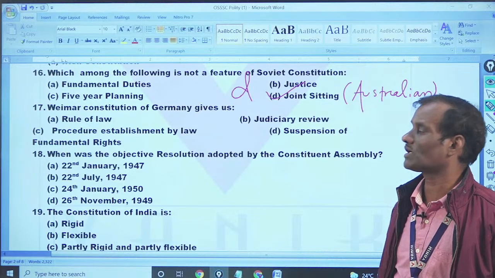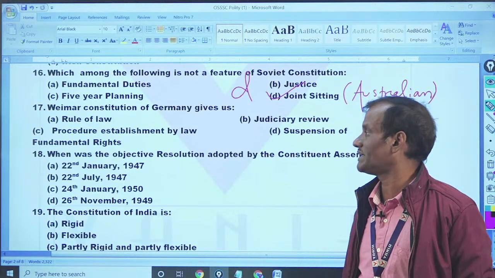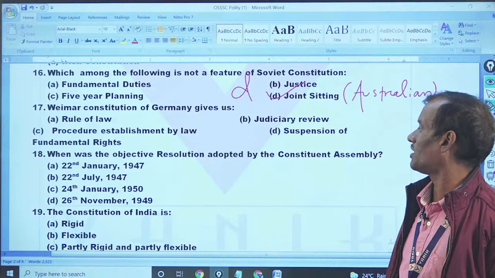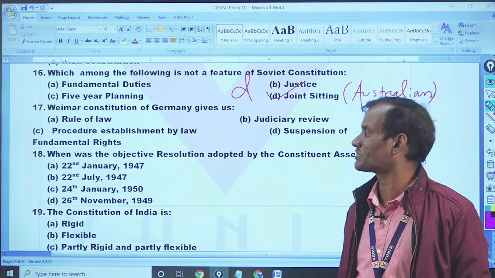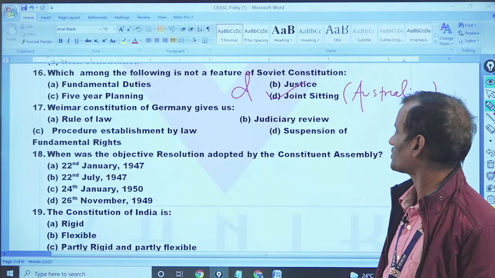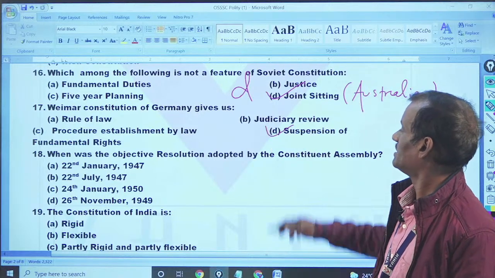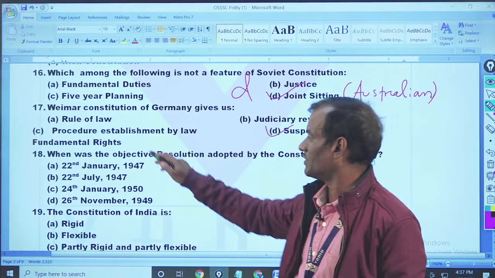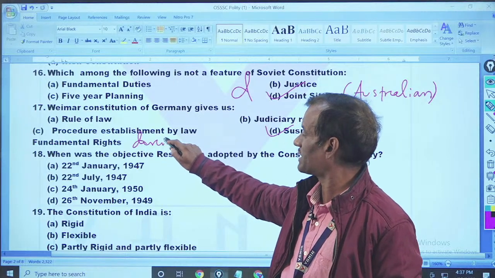The Weimar Constitution of Germany gives us the suspension of fundamental rights during emergency. That is to be cleared.